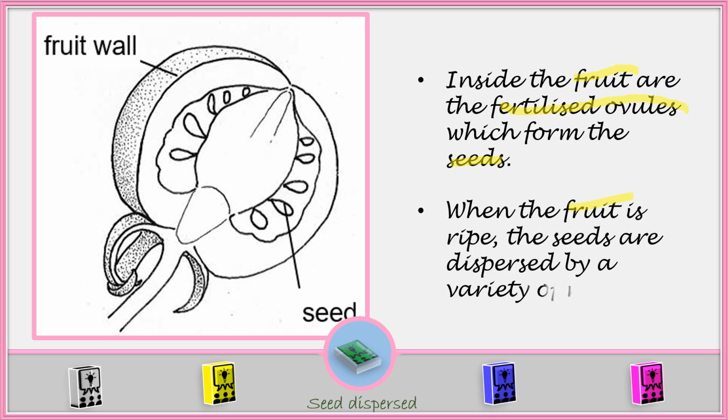When the fruit is ripe, the seeds are dispersed by a variety of methods. So when our fruit here is ripe, our seeds inside are going to be dispersed by a variety of methods. Those methods, I hope everyone knows them.